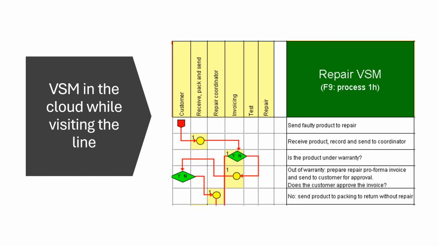The VSM is built directly in the cloud, Google Drive or OneDrive, and all participants visiting the line have write access. As they move along the line, they all agree on who is doing what and when. Typing of the process steps in the Excel sheet can be done by voice with a standard smartphone. The VSM, as it is being built, can be shown to the line operators to validate it.